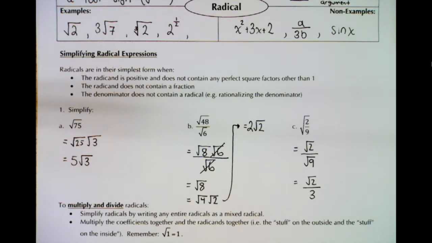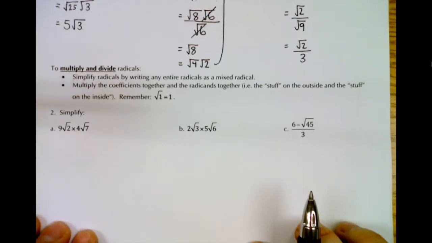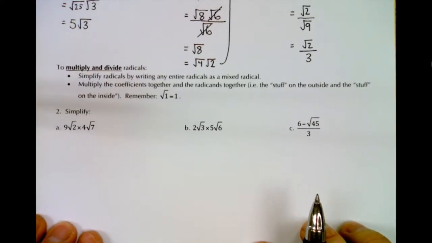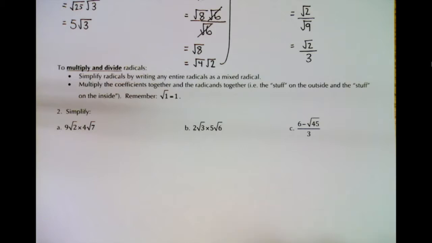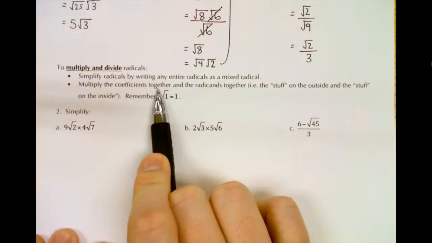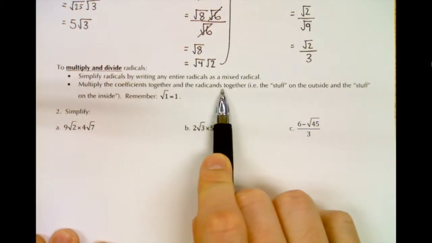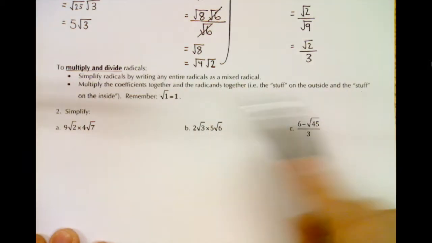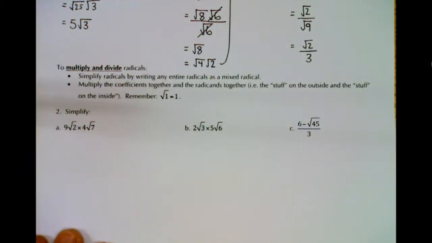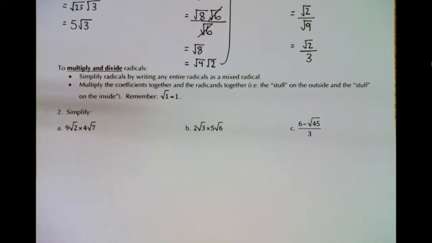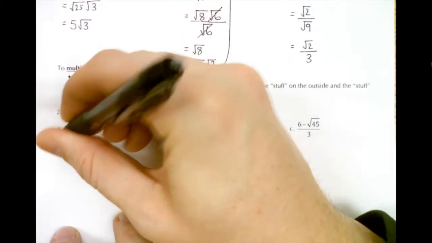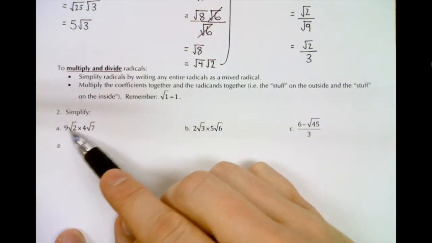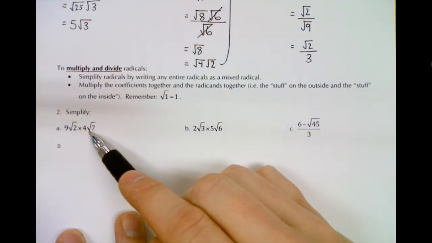So what if we're multiplying and dividing? Well, if we're multiplying two radicals, the way it works basically is that we're going to multiply the coefficients and we're going to multiply the radicands. So the stuff on the outside multiplies and the stuff on the inside. And then we try to simplify it. So let's give one a shot. We've got 9 root 2 times 4 root 7.